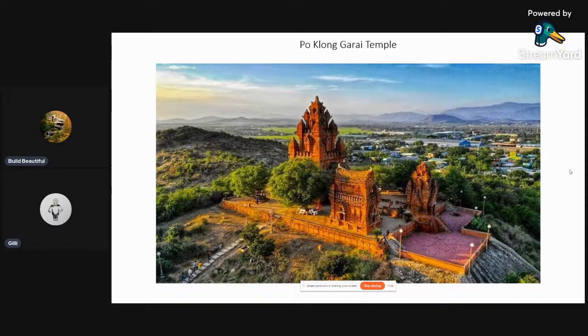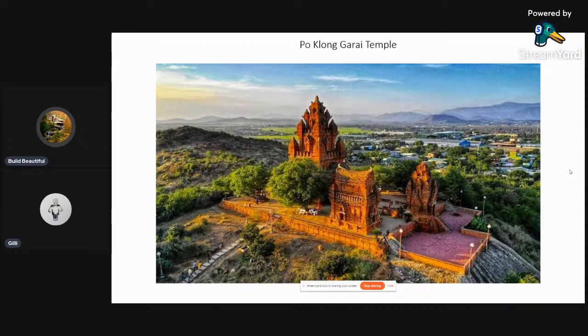The temple complex consists of three architectural structures: the main tower, the gate tower, and the fire tower. The main tower is where people go to worship Poglong Garai. The fire tower is the place used for keeping valuables which are used for rituals, and the gate tower is the structure which people traditionally pass through in order to enter the temple complex.